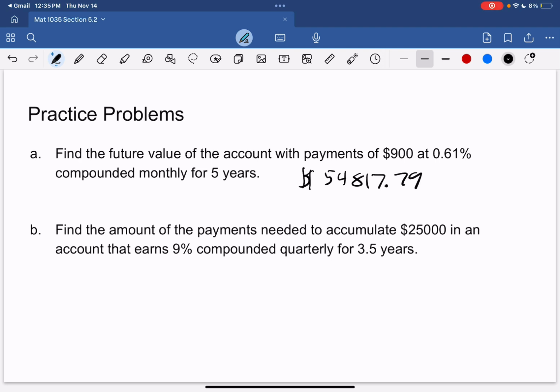All right, and then find the amount of payments needed to accumulate $25,000 in an account that earns 9% compounded quarterly. So our payments are going to be quarterly. So every 3 months we're going to make these payments, and that is $1,539.06. All right, and so that sums up our 5.2 on talking about payments and future values, ordinary annuities.